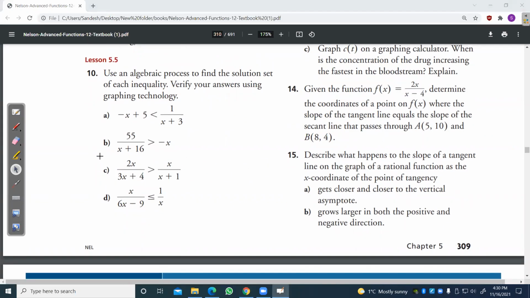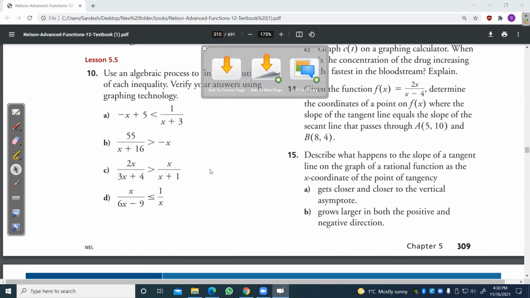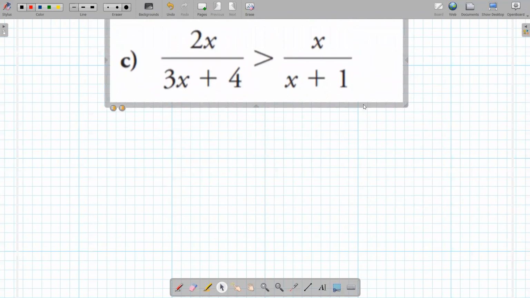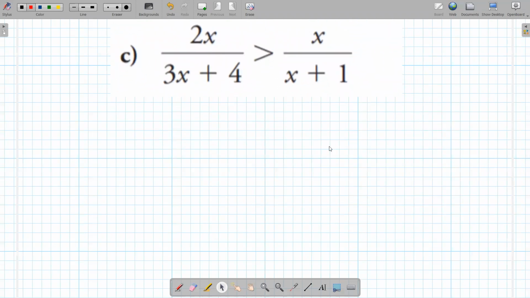Let's try doing one more of these. Alrighty, another inequality. How do we proceed? First we'll move it onto one side and set it to 0. You can move either one of them to the other side, it does not matter. So 3x plus 4 minus x over x plus 1 is greater than 0.